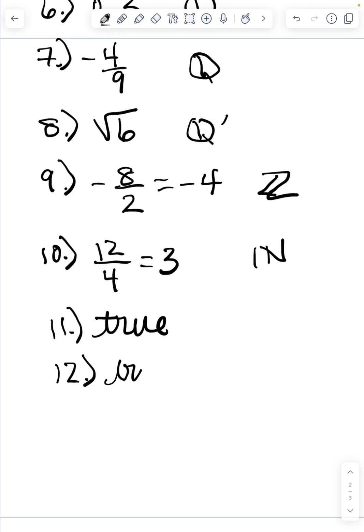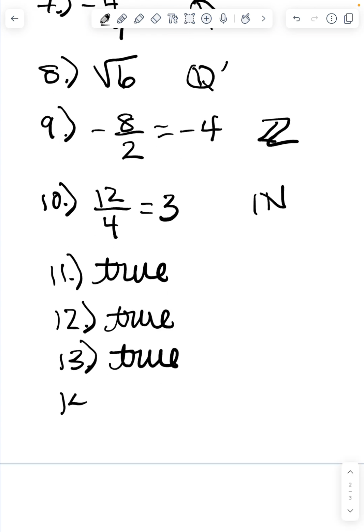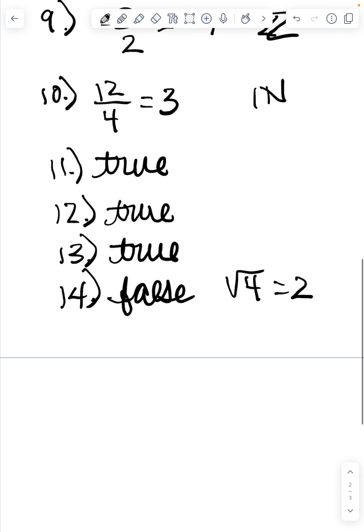So this is true. Number 13. There is a whole number that is not a natural number. Yes, it is. There's only one, and it's 0. Number 14, every square root is irrational. This is false. For example, the square root of 4 is 2, and 2 is a natural number.